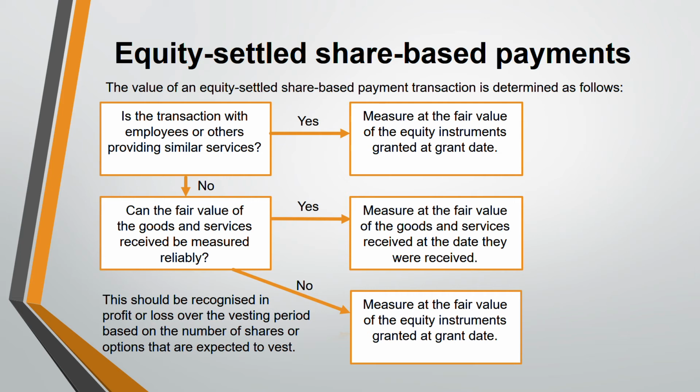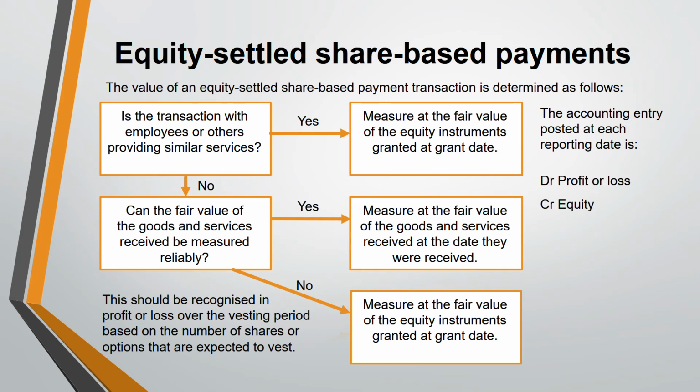Okay, now the accounting entry is very important. Most of the time they ask for the accounting entry. So what is the accounting entry for this? At each reporting date, you debit profit and loss, you credit equity, because it's an expense for you. And where will it be credited? To equity, because it's an equity settled share based payment. Shares or share options, that's why you have to credit equity.